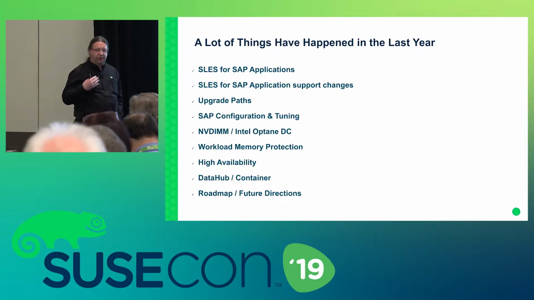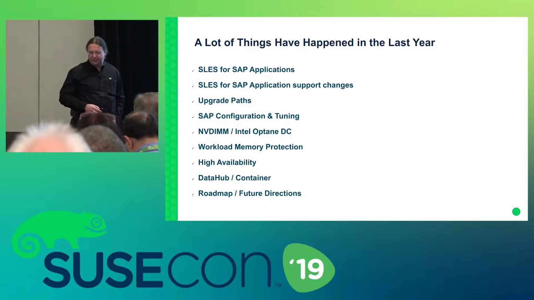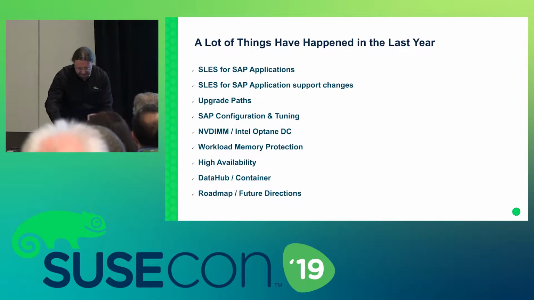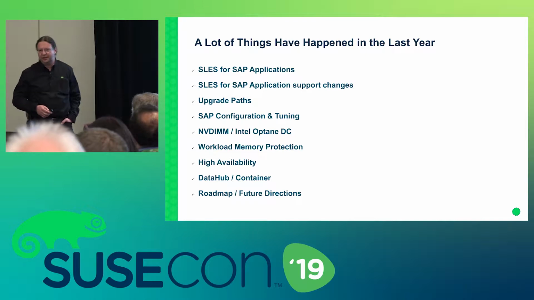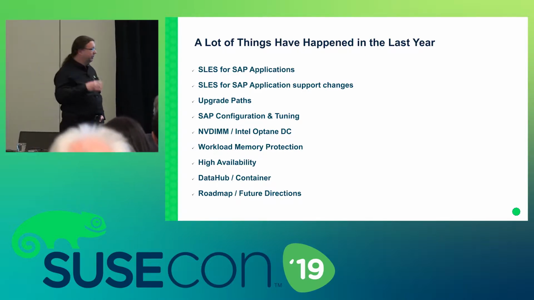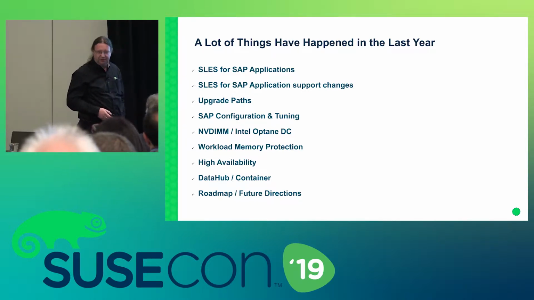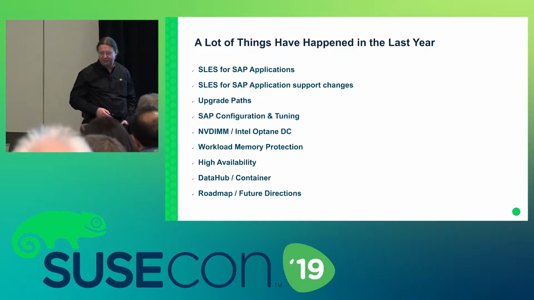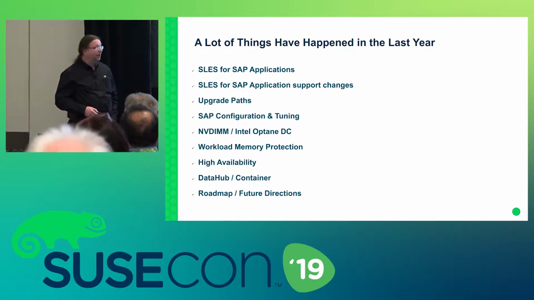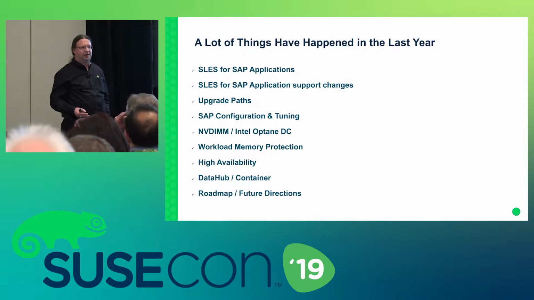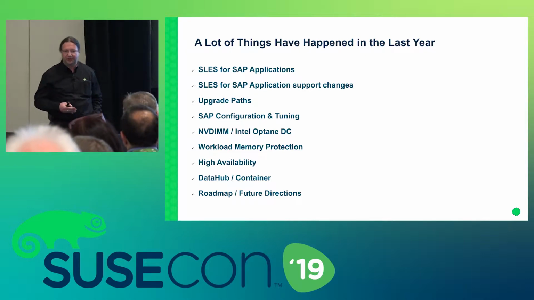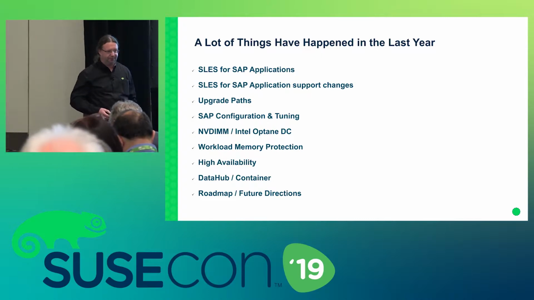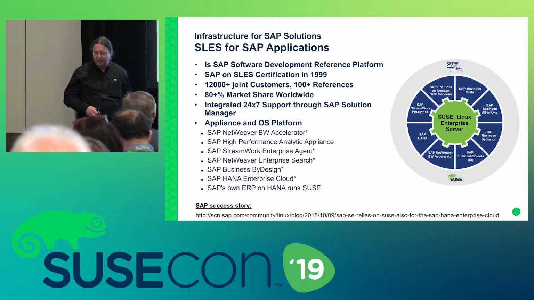The configuration and tuning tools that we have, recent updates in that space. A few words about NVDIMM / Intel Optane. There's also a session from Intel on that topic. If you haven't heard about it, this is quite interesting for SAP HANA customers. Quick update on workload memory protection, high availability, a data hub, and then we wrap up the session with the direction we're going to take for the product in the next year and 2 years. So that's where we want to go.